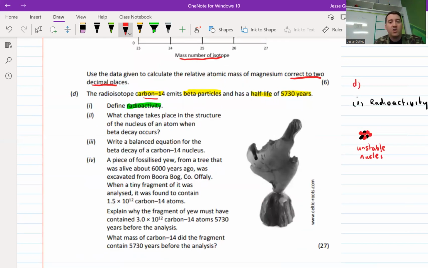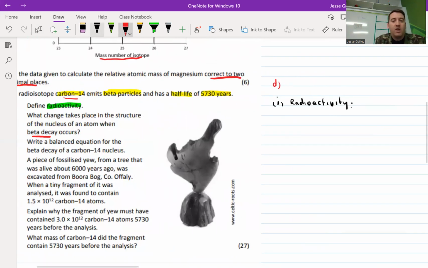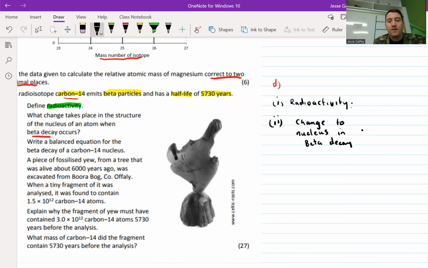Next one, what change takes place in the structure of a nucleus when an atom undergoes beta decay? Okay, so very interesting question, pretty common question. Change to the nucleus during beta decay. So thinking about what is beta decay and how would you describe the process that happens to the nucleus? Pausing the video and writing an answer to that now.